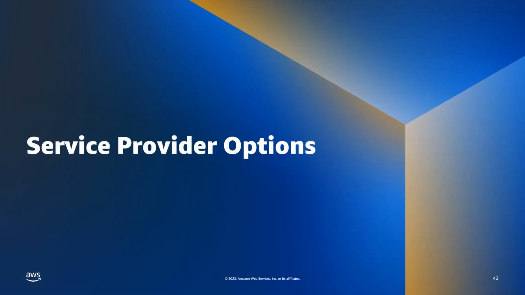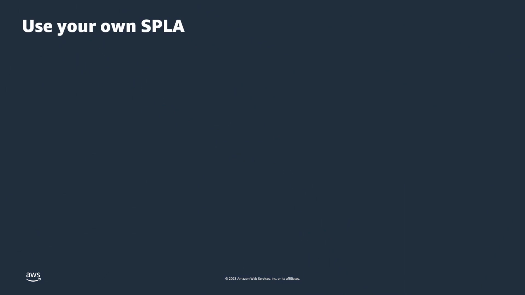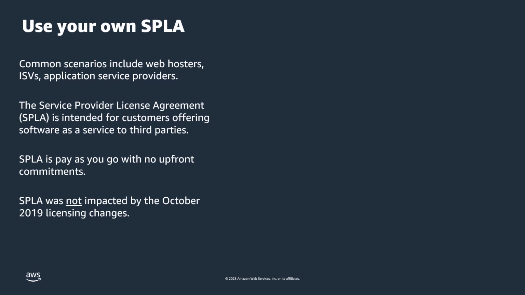All right, so moving on to service provider options. Service providers do have the option to use their own service provider license agreement on AWS. Common scenarios for customers who might be service providers include web hosters, ISVs, and application service providers. Those customers would use a service provider license agreement for those hosted offerings. It allows them to provide software services to third parties. SPLA is pay-as-you-go with no upfront commitments, and SPLA was not impacted by the October 2019 license changes. One thing I'll mention is that AWS does use a SPLA to license all of our Microsoft license-included offerings, including Windows Server and SQL Server on EC2.